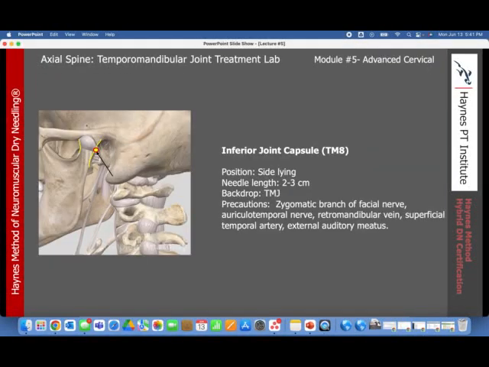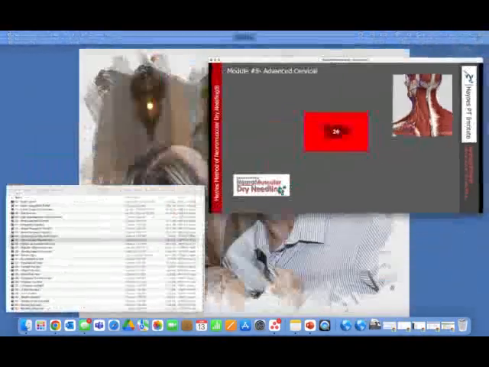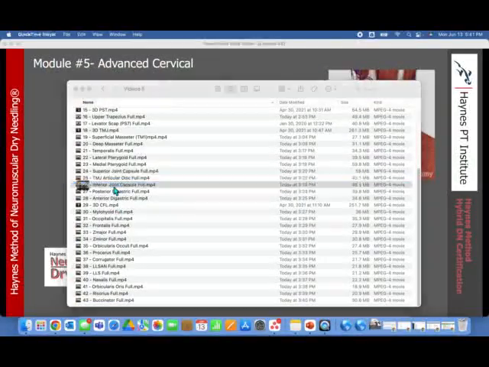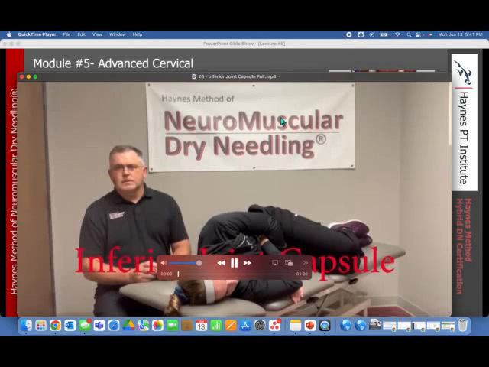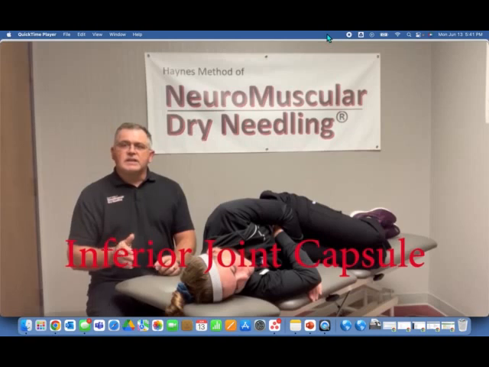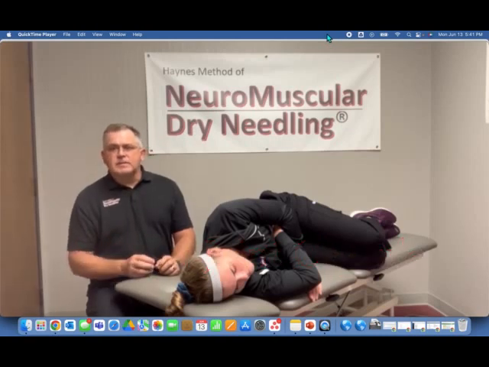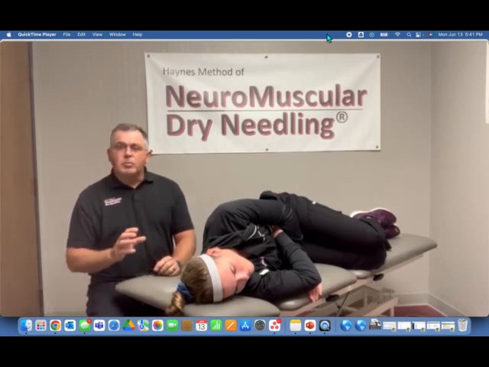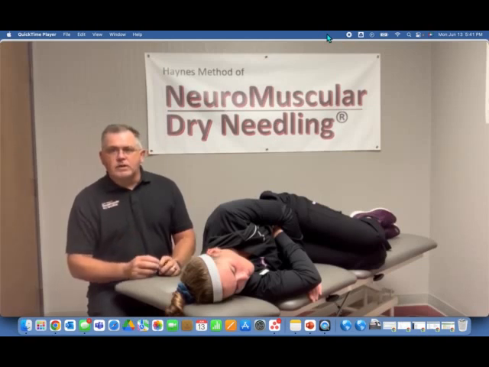And then finally the inferior or posterior joint capsule. For the inferior joint capsule, position again sideline using a 2 to 3 centimeter needle with a backdrop onto the temporomandibular joint. We'll palpate along the mandibular arch until we bump into the mandibular condyle. We're going to confirm that location by having the patient open and close the jaw, and we're going to note the anterior and posterior border of the condyle.